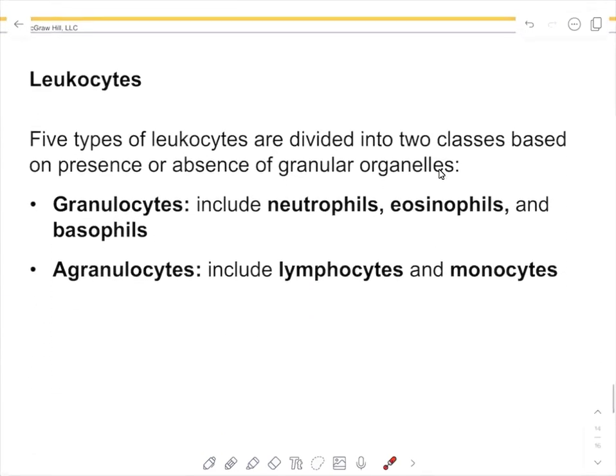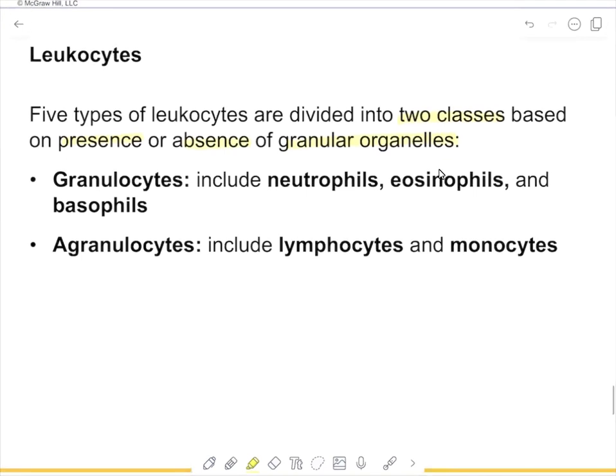Leukocytes come in 2 different groups. So this is not about how many of each different type we have. They are subdivided into 2 classes based on the presence or the absence of granular organelles. So when you look at the microscope slides coming up, you're going to see some that have a more grainy appearance in their cytoplasm.